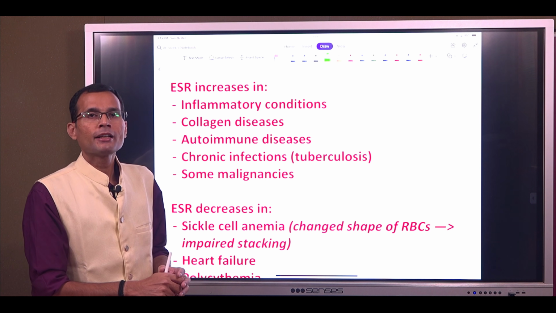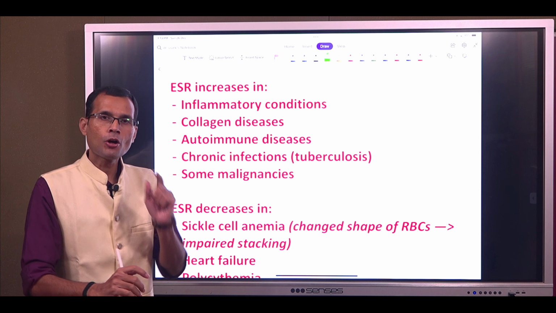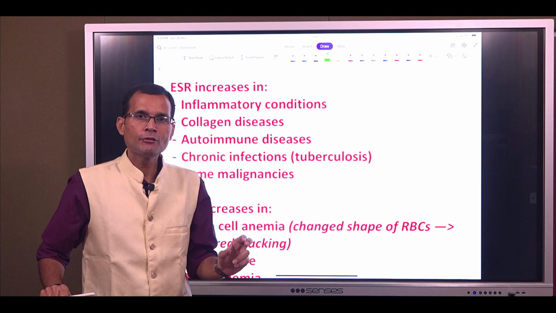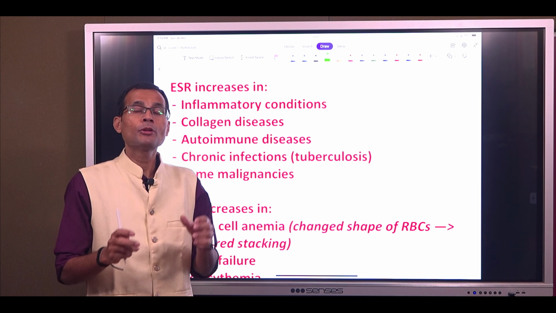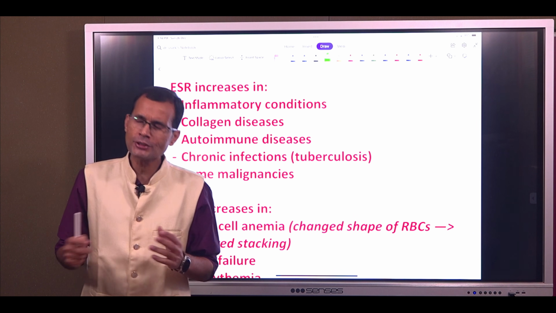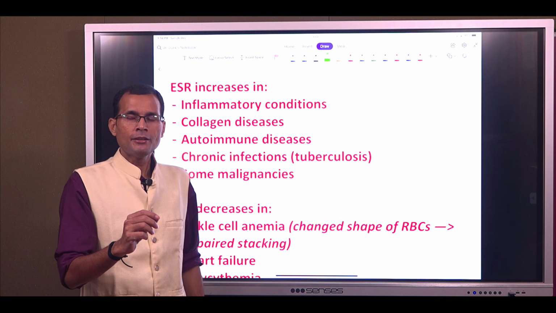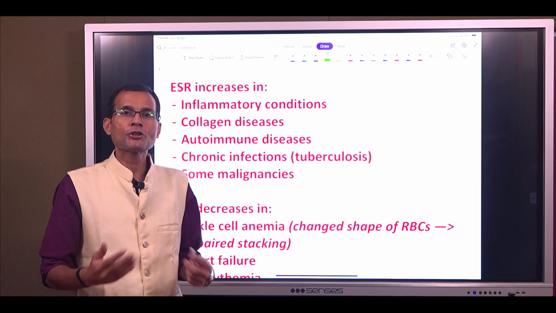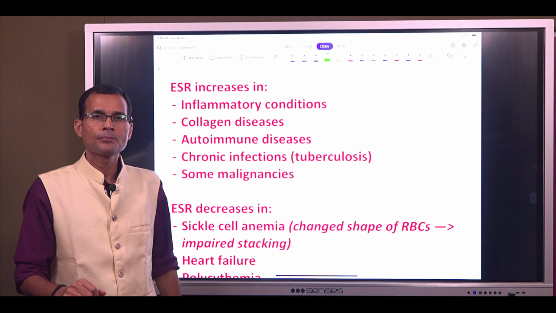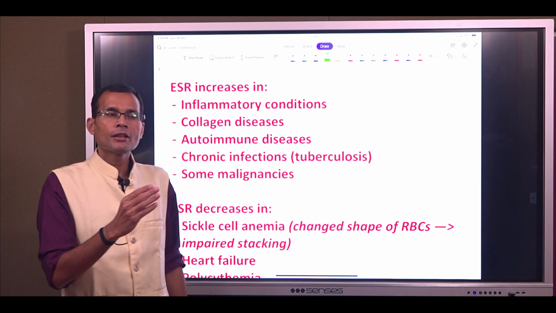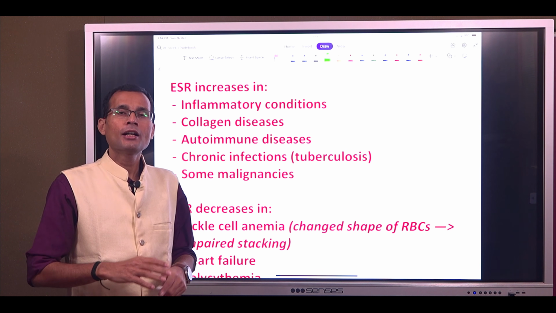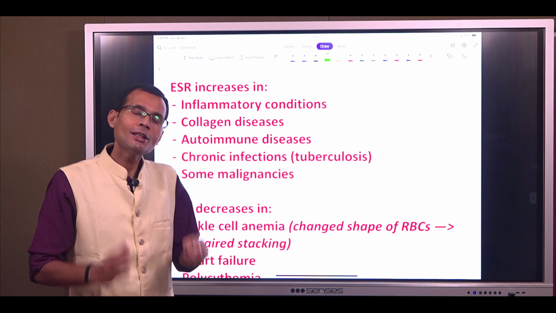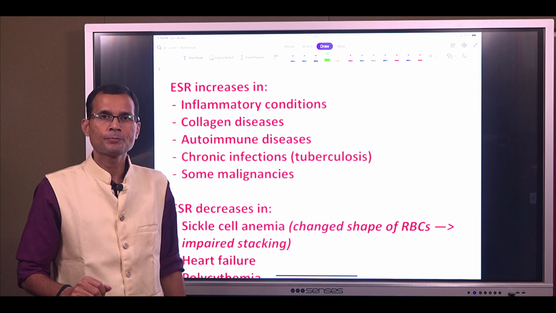So, let us now look at the third part, and that is clinical application. We talked about the method, we talked about the physics involved in the settling down of RBCs. Now, let us finally talk about the clinical application. First of all, try to understand that the ESR does not have much diagnostic significance. Yes, because ESR increases in hundreds of conditions. So, you can't diagnose a condition only on the basis of ESR observation.